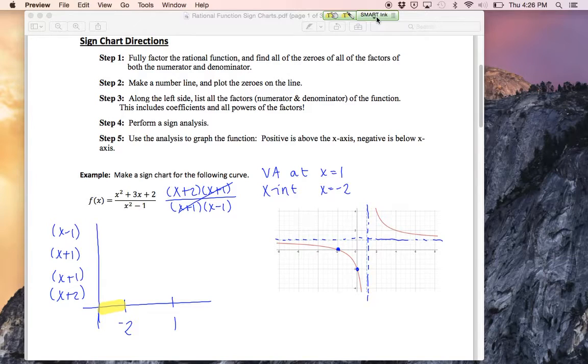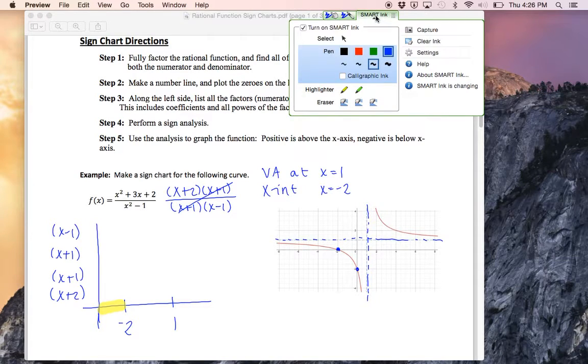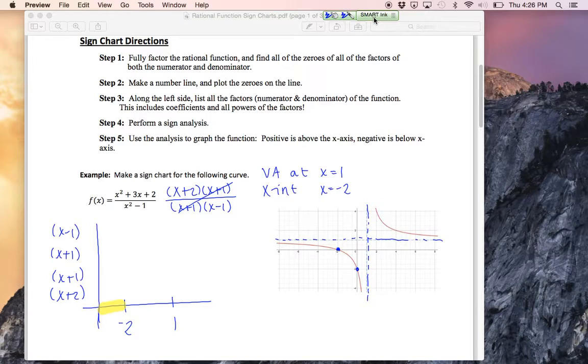Well, all I really care about is when I plug in -3, does it give me a positive or a negative answer? So imagine plugging in -3 here. -3 minus 1 gives you -4. So I know that's going to be negative. -3 plus 1 is -2, so I know that's negative. -3 plus 1 again, that's going to be negative. And -3 plus 2, that's also going to be negative. So a negative times a negative divided by a negative times a negative, that's all going to give me a positive.